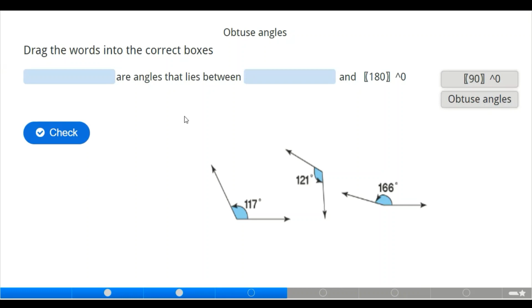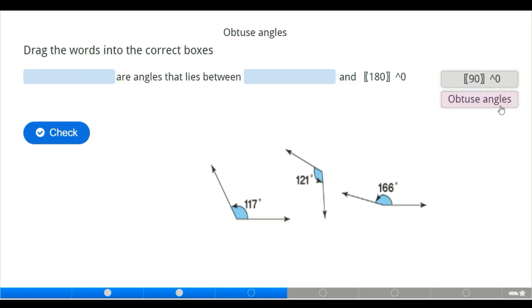Now, another type of angle that we want to look at here is the obtuse angle. What are obtuse angles? Obtuse angles are angles that lie between 90 degrees and 180 degrees. So not like a right angle; we said right angles are 90 degrees. Obtuse angles fall between 90 degrees and 180 degrees. That is, an obtuse angle is more than 90 degrees, but it is less than 180 degrees.